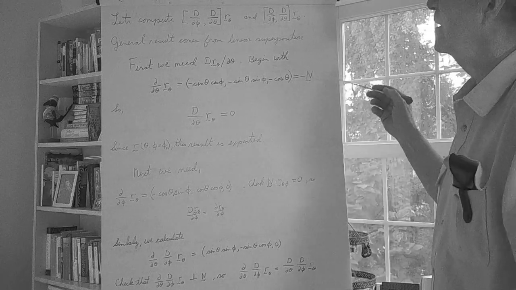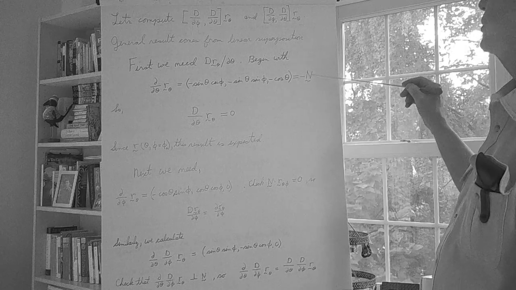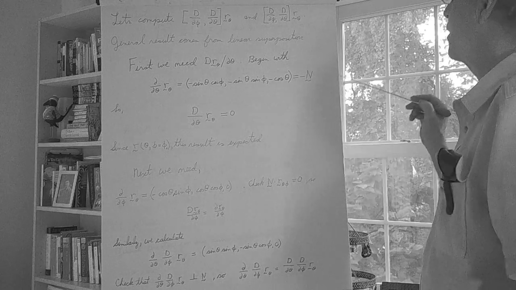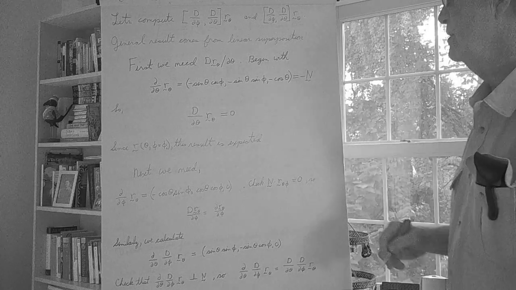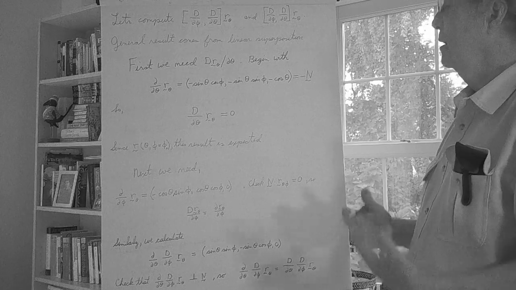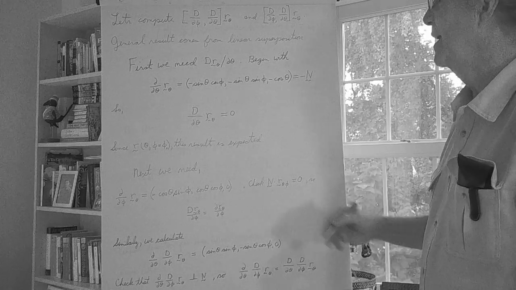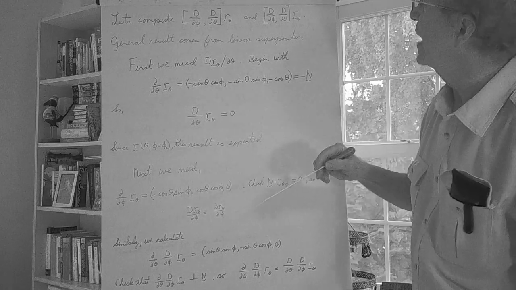Well, we've done this before. I know that when I calculate this, I get a result which is normal to the surface. It's normal to the surface, so the covariant derivative of the tangent is equal to 0. This was the definition of a geodesic. We're just reiterating that. This result was expected. So that takes care of that bit.